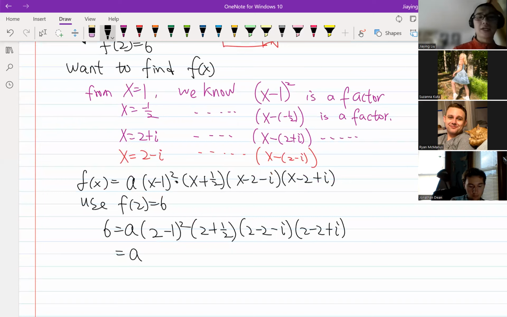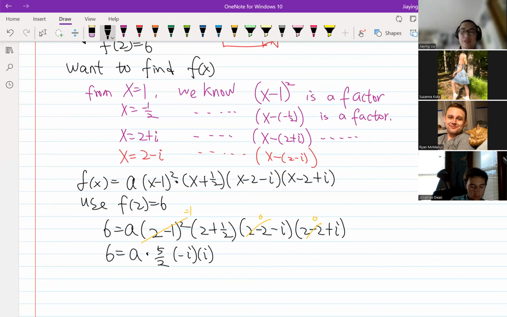So we get a, this is 1, times 2.5. So let me just say this is a 1. This is going to be 0 here, minus i, 0 plus i. We just drop the 0. So we get a times 1 times 2.5, that's 5/2, times negative i times positive i, and that's equal to 6.